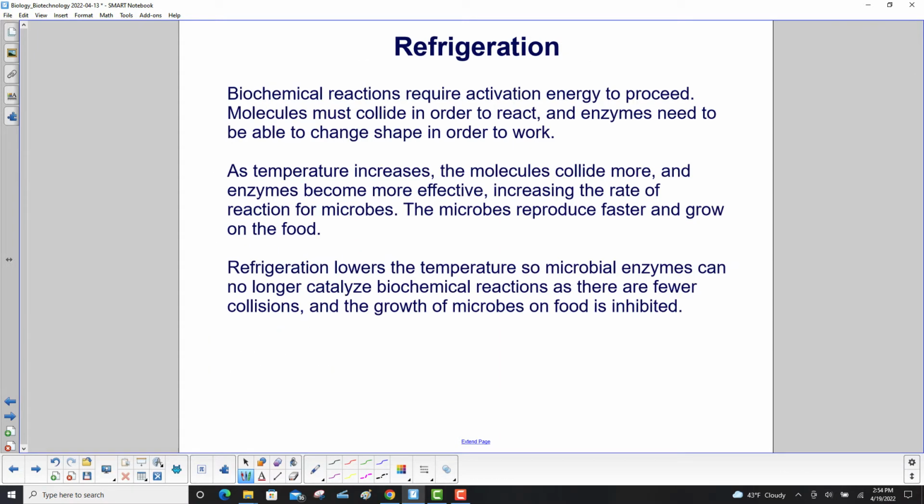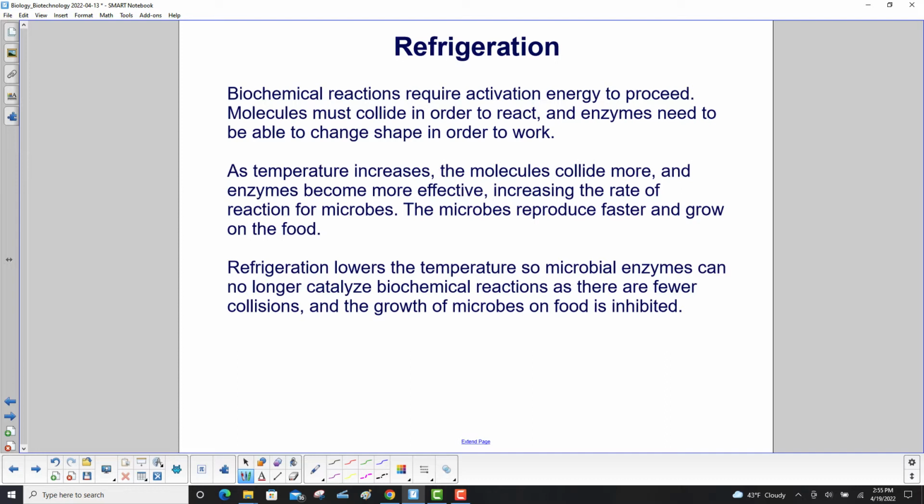Biochemical reactions, like all chemical reactions, require activation energy to proceed. Molecules must collide in order to react, and enzymes need to be able to change shape in order to work. As the temperature increases, the molecules collide more, and enzymes become more effective, increasing the rate of reaction for microbes. The microbes reproduce faster and grow on the food.